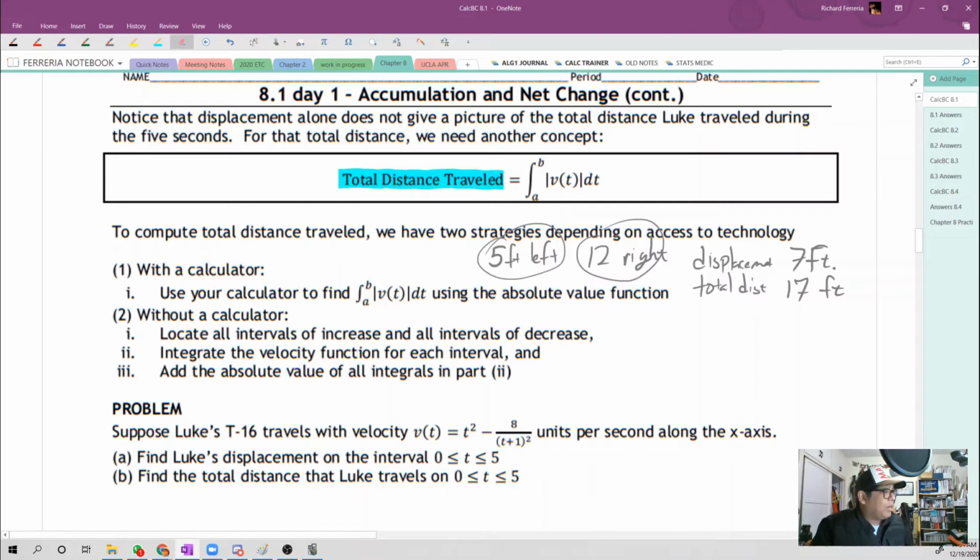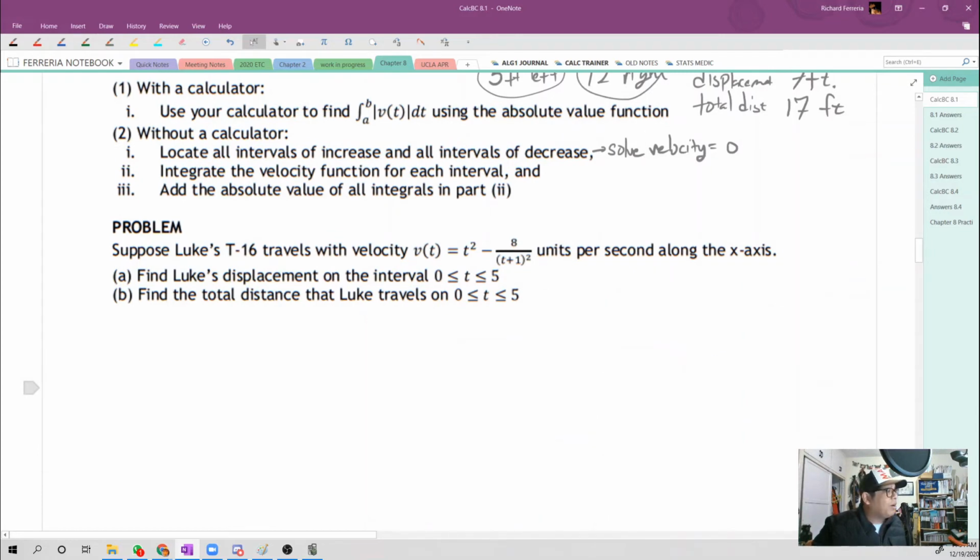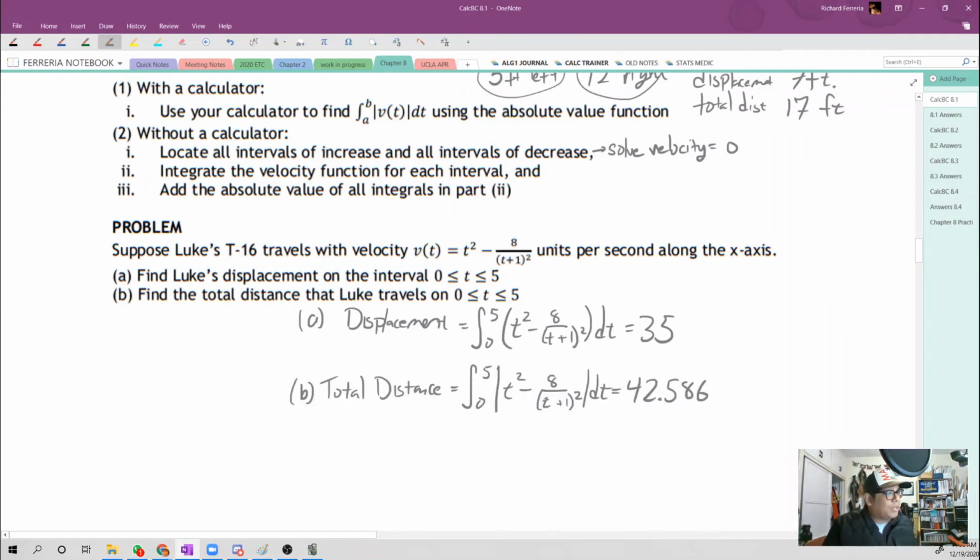Now, if you don't have a calculator, you want to locate the intervals of increase and decrease. Usually that means you set the velocity equal to 0. You integrate the velocity function for each of the identified intervals, and then you add the absolute value of all of those integrals together. Now we're going to go ahead and do this over here. Find Luke's displacement from 0 to 5. We actually already did that for part A. The displacement from 0 to 5 is equal to the integral from 0 to 5 of the velocity, which we already found to be 35. And then the total distance is just the integral of the absolute value of that same velocity function.